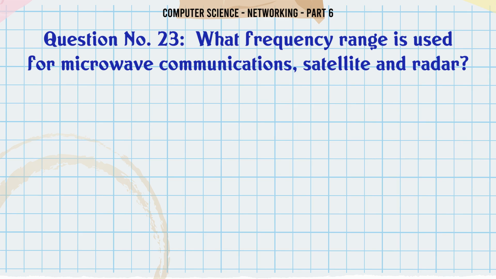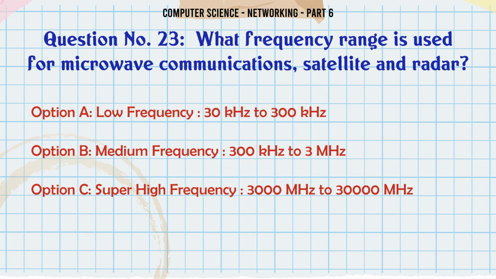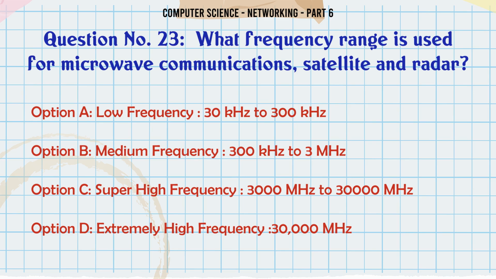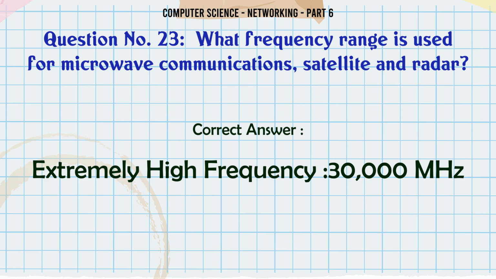What frequency range is used for microwave communications, satellite and radar? A. Low frequency 30 kHz to 300 kHz. B. Medium frequency 300 kHz to 3 MHz. C. Super high frequency 3000 MHz to 30,000 MHz. D. Extremely high frequency 30,000 MHz. The correct answer is extremely high frequency 30,000 MHz.